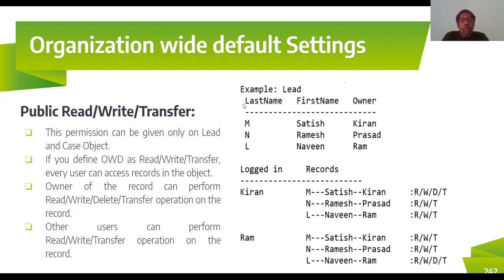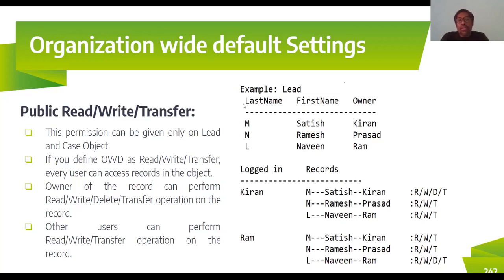If you define OWD as read, write, and transfer, every user can access the record in the object. The owner of the record can perform read, write, delete, and transfer operations on the record. Other users can perform only these three operations, that is, read, write, and transfer.